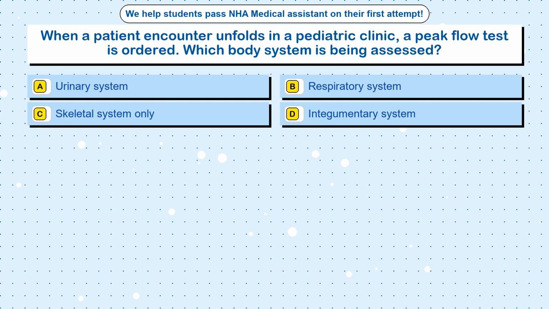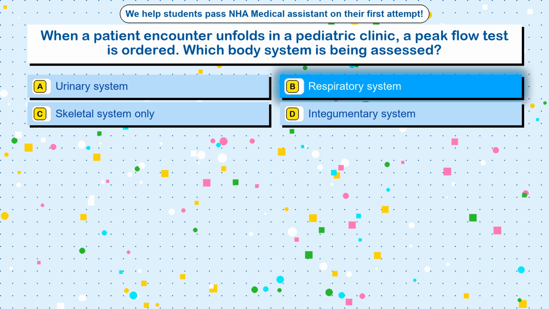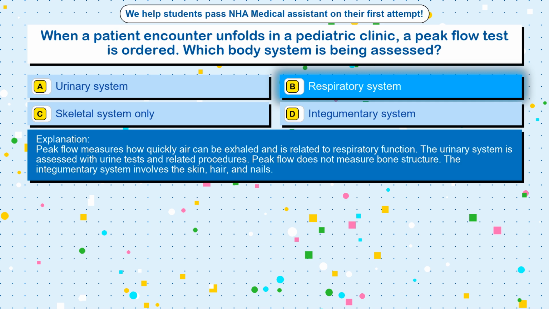Option A. Urinary system. Option B. Respiratory system. Option C. Skeletal system only. Option D. Integumentary system. The correct answer is option B. Respiratory system. Peak flow measures how quickly air can be exhaled and is related to respiratory function.